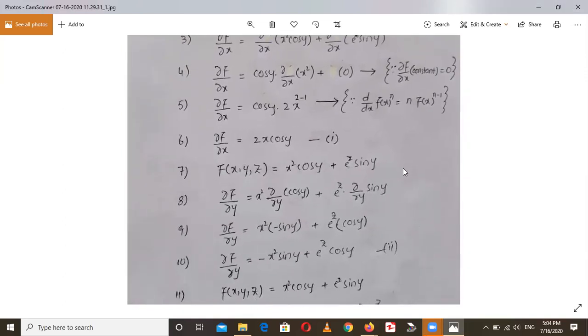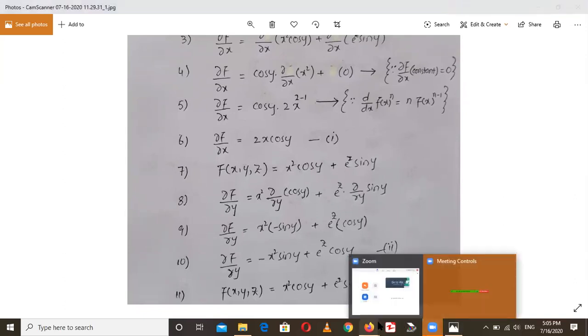Acha, now come to step number 5. In step number 5, what I actually did is apply the formula of derivative that is called the power rule.